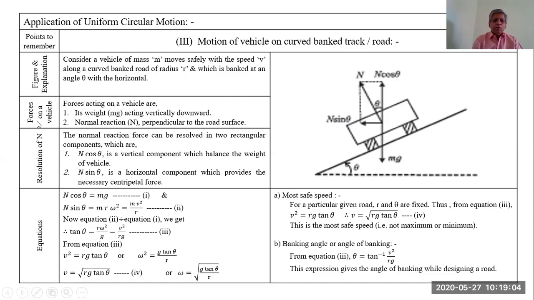The second point is the forces on the vehicle. How many forces act on the vehicle when it is on the curved banked road? First is its weight, mg, acting vertically downward. The second force is the normal reaction force, which is perpendicular to the road surface.